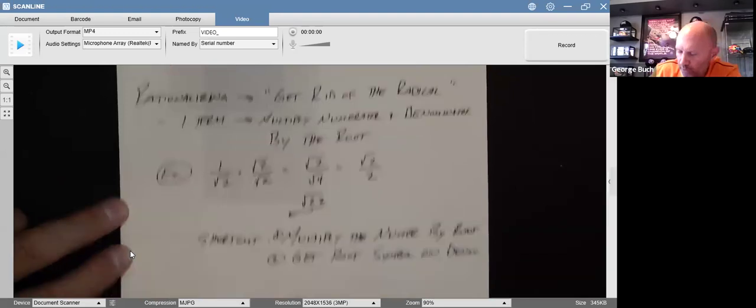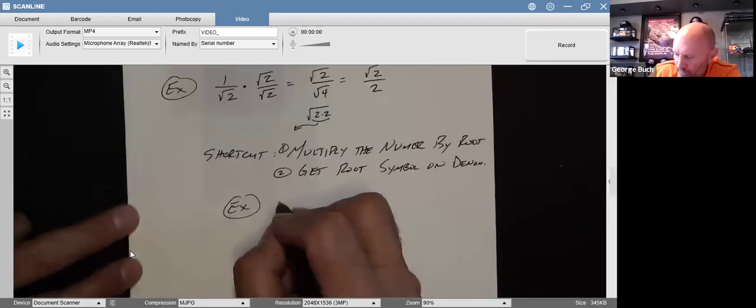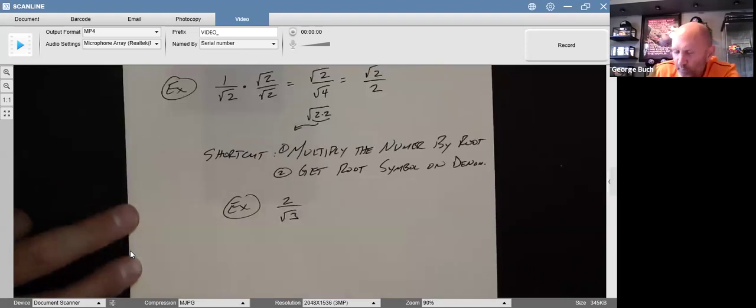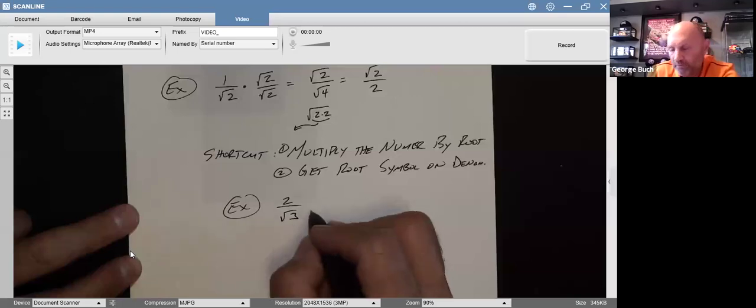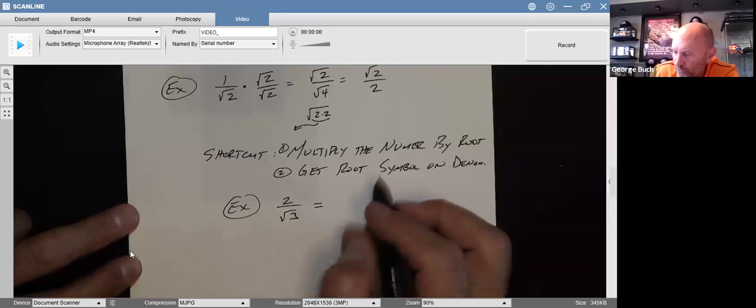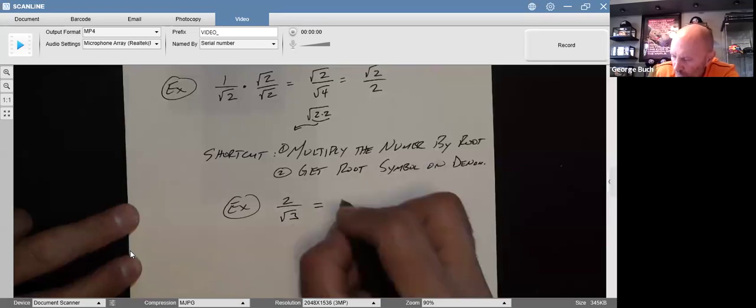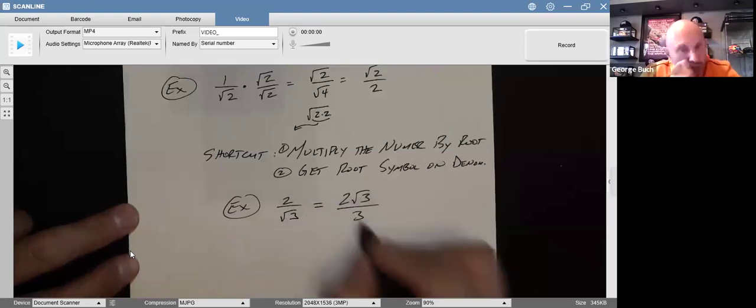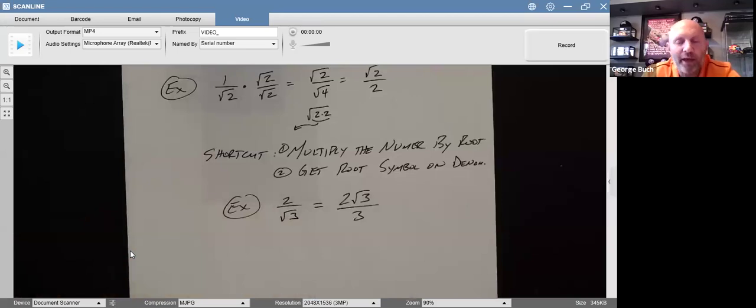But if we want a shortcut way, let's say I have 2 over square root of 3. Well, I could multiply the top and bottom by root 3 and then simplify from there. But if I use the shortcut, I'm just going to multiply the numerator by the root, so 2 root 3, and then get rid of the root symbol on the bottom. So it just becomes 2 root 3 over 3. Mathematically, that's the answer we're going to get to eventually, but the shortcut is to just do that. Move the root up to the top, get rid of the root symbol on the bottom.